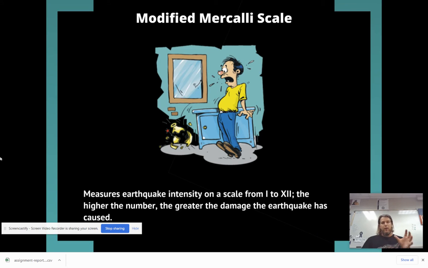And so the modified Mercalli scale. This measures earthquake intensity on a scale from 1 to XII, which would be 12, so 1 to 12. The higher the number, the greater the damage the earthquake has caused. So this scale is based more on how much damage it does. Because if you look on the USGS site, the planet has earthquakes that are 6s, 7s, 8s, quite frequently. The 8s, maybe a couple a year, but sometimes they're so deep within the earth that they don't cause any damage on the surface. And so this scale uses more of how much damage it did, as compared to simply how big it was on the Richter scale.